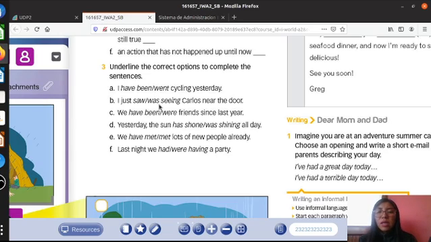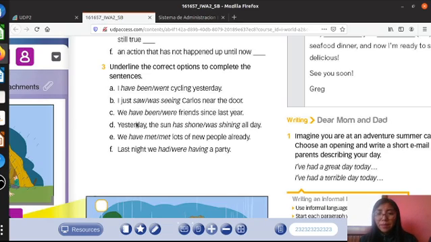The second, I just saw or I just was seeing Carlos near the door. So tell me, what do you have to do? What do you have to use? Past simple or past continuous? Okay, in this case, the sentence shows us a completed action in the past. Okay, en este caso esta oración nos está mostrando una acción completada en el pasado. Es algo simple, ¿no es cierto? No nos muestra una duración de tiempo, por lo tanto voy a utilizar past simple. I just saw Carlos near the door.